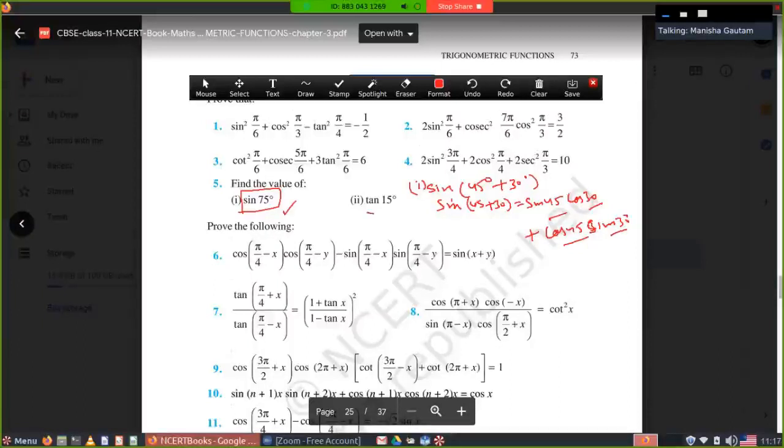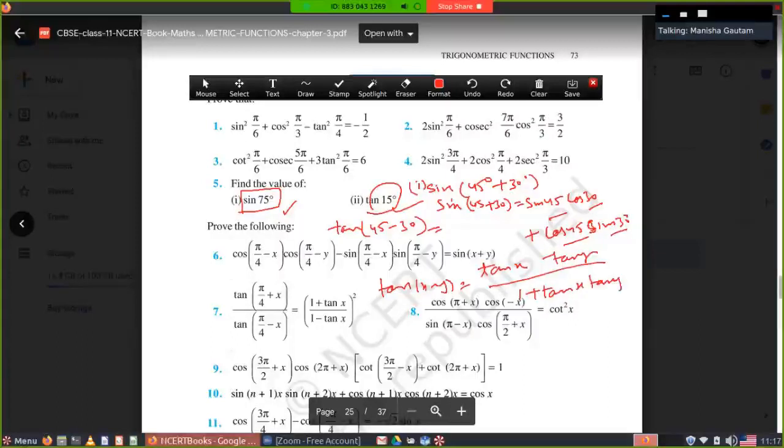As for tan 15 degree, for this tan 15 degree you can write tan of 45 minus 30. What are you getting? 15. So here you have to apply the tan (x minus y) formula. What is this one? Tan x minus tan y upon 1 plus tan x into tan y. In place of x you have to put 45, and in place of y you have to put 30, and you will get the solution of tan 15 degree.